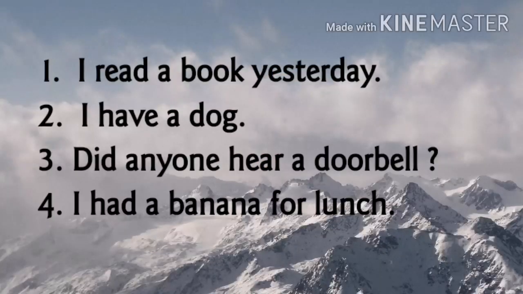Now let's see some sentences. I read a book yesterday. I have a dog. Did anyone hear a doorbell? I had a banana for lunch. We can see the article a is placed before a noun. Book, dog, doorbell, banana, all these are singular nouns, which means only one thing is mentioned here.